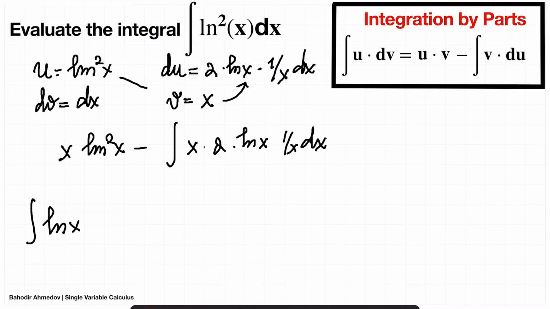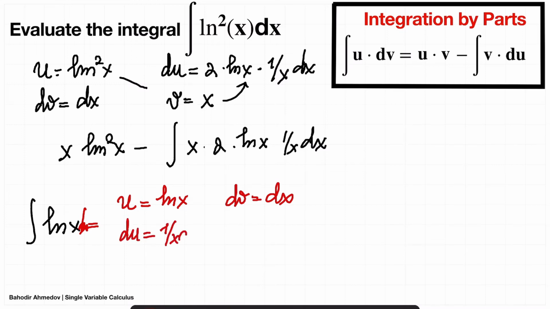So the integration of ln x is going to be again done using integration by parts. u is going to be ln of x, dv is going to be equal to dx. I forgot about dx again. So du is equal to 1 over x dx, and v is going to be simply x. Then this integration is going to be equal to uv, which is x times ln of x, minus the integration of v du, which is x times 1 over x dx, which is simply x after the integration.